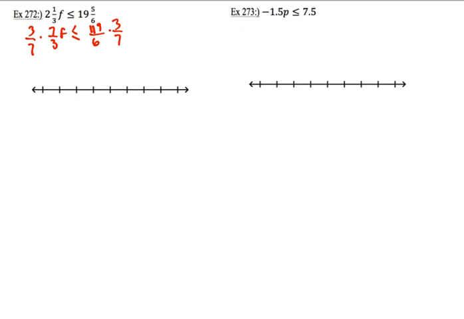And I believe there's going to be some reducing here. Yeah, there is. I'm going to reduce first. 7 goes into 7 once, and 7 goes into 119 17 times. 6 and 3 can reduce. I get 17 halves. So f is less than or equal to 17 halves, which of course 17 halves is 8 1/2.